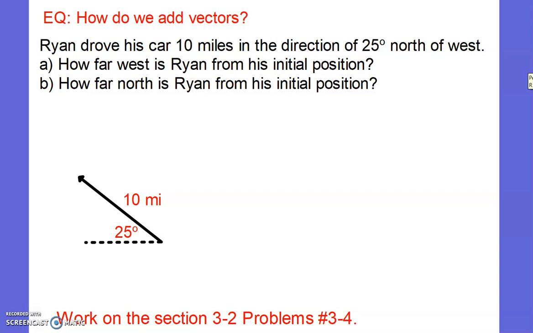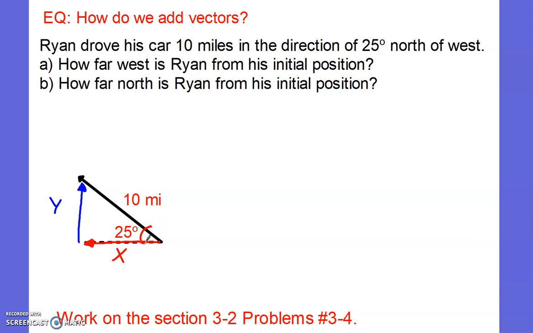So to get how far west, we're going to find this section of the triangle here. And then we're going to find out how far north, which is this section of the triangle here. I will label them as X and Y to help me keep track of which one is which. The angle that I'm given is right here.